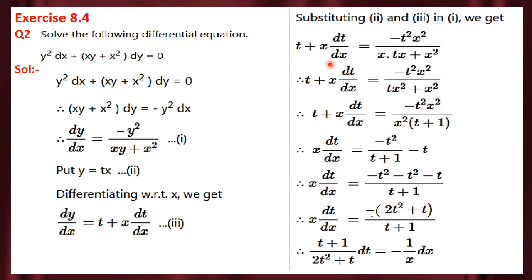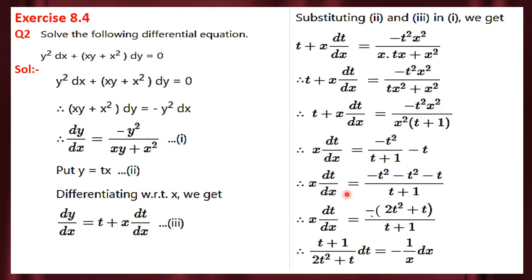So we will get t plus x into dt by dx is equal to, wherever y is there, we will write tx. So numerator minus t square x square upon x into tx plus x square. Here in numerator and denominator x square is common, taken out, and we can cancel this. The left hand side stays as it is. So x square is cancelled here, then minus t square upon t plus 1, and this plus t is taken to the RHS, that is minus t, and simplify by cross multiplying.